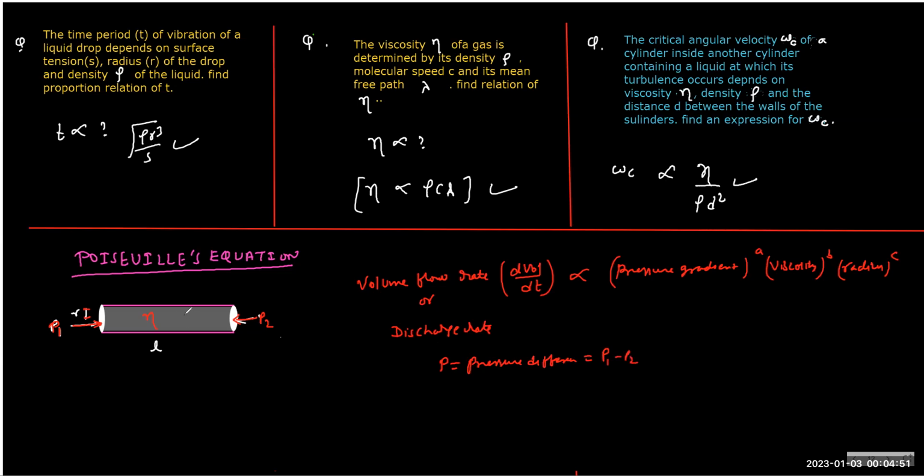Let's say the flow is towards the right. So P1 is more than P2, let's assume. But take P as a variable, L as a variable, R is a variable, and eta of course. Can you derive the volume flow rate relation? We simply write Q actually. So what is Q proportional to? It is P by L power A, eta power B, and R power C. Can you tell me the ABC values here? Quickly, please tell me.